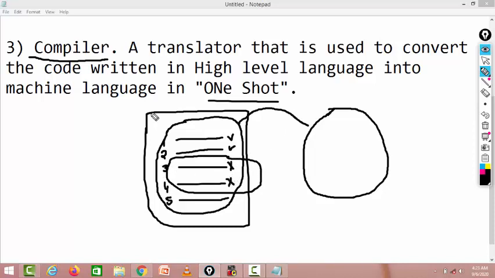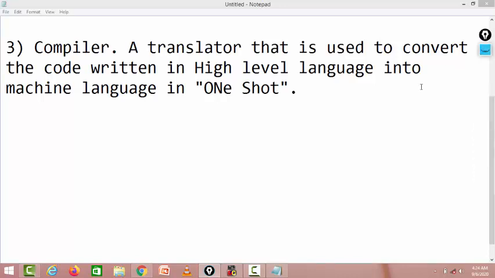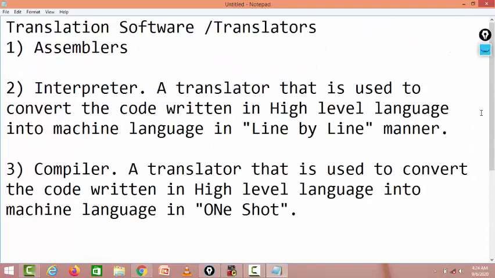But the basic theme of using a compiler is that it collects the entire program and converts it in one shot, while in the interpreter case, the interpreter takes one line at a time, converts that line, then the second line, then the third line. So the basic difference between interpreter and compiler is the style of execution. The interpreter converts in a line by line fashion, and the compiler takes the entire program and converts it at a time. Okay, these were the basic definitions of the two translators that are used in high level languages.